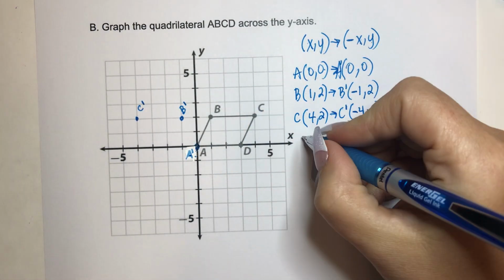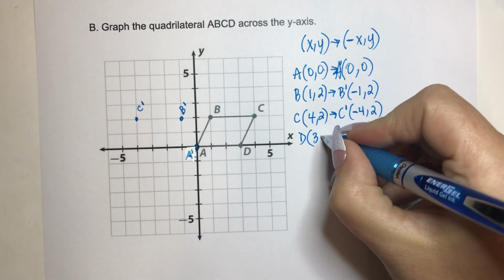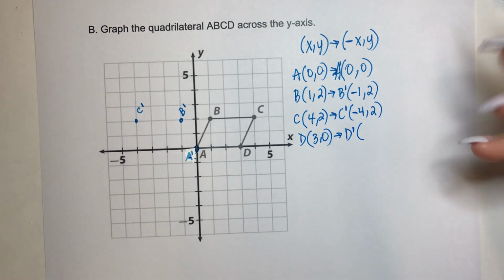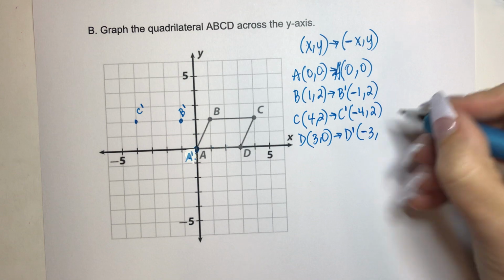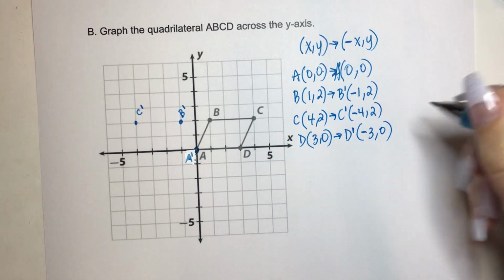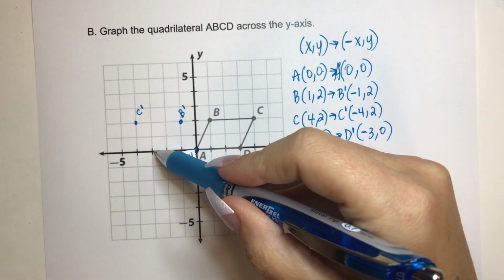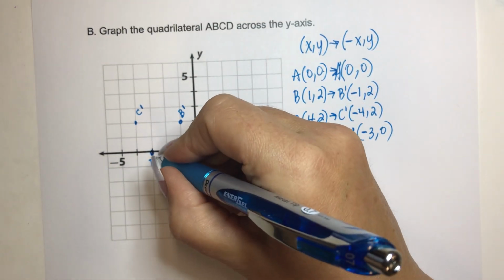And then lastly, D. And D is 1, 2, 3, 0. And that's going to become D prime, where the x becomes negative, and the y stays the same at 0. So negative 3, 0 will be 1, 2, 3. And this is our D prime.